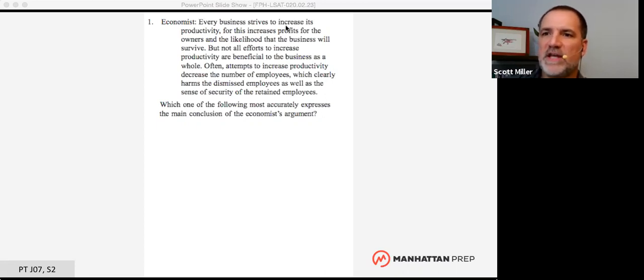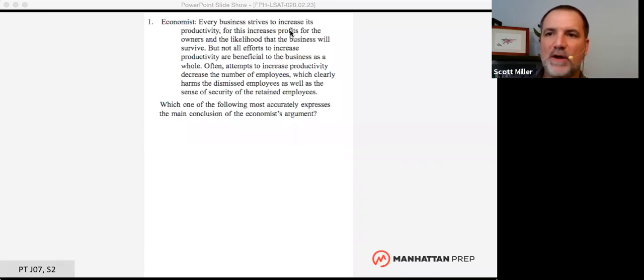So we read the first sentence. Every business strives to increase its productivity, for this increases profits for the owners and the likelihood the business will survive. Okay. So that maybe could be an argument. For is sometimes what we call a premise indicator, right? We see the word for, we see because, we see since.